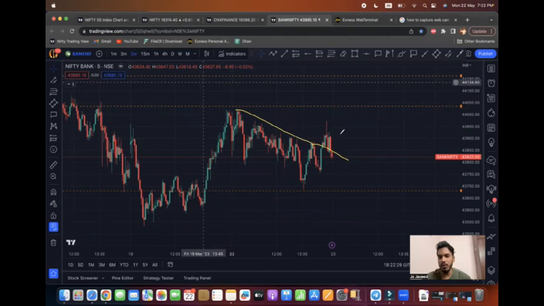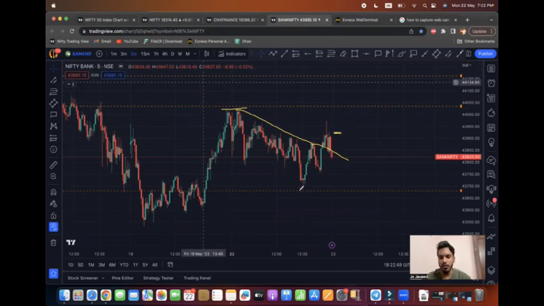If it sustains, or if it opens gap up and sustains above 43,900 level and crosses these recent highs which are above 44,000 level, then we can plan a trade till the recent high of 44,150 to 44,250 also. If it is moving aggressively upside, then we can plan more upside trade as well.